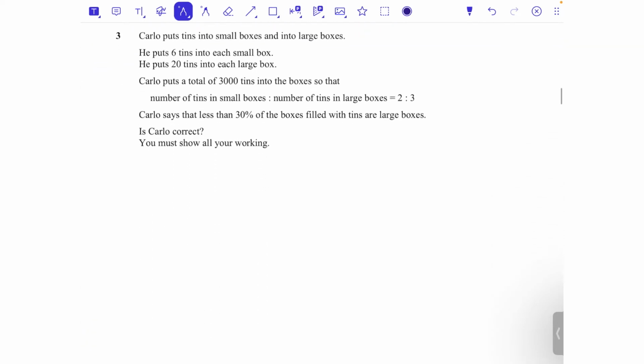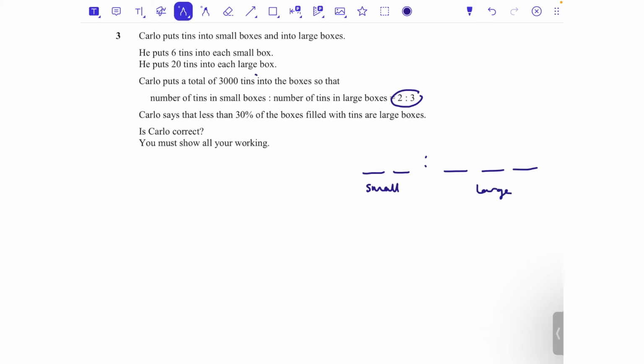Question number 3. Carlo puts tins into small boxes and into large boxes. He puts 6 tins into each small box, and he puts 20 tins into each large box. Carlo puts a total of 3,000 tins into the boxes, so that the number of tins in small boxes to the number of tins in large boxes is in the ratio 2 to 3. Okay, so whenever I see ratio, I do find it helpful to do some little lines like this, so we know there are 5 parts altogether. We're sharing in the ratio 2 to 3, where this is small boxes and this is large boxes.